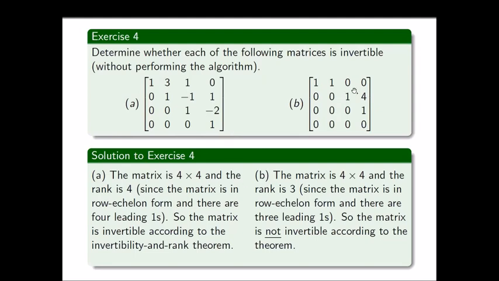On the other hand, the second matrix, this is also a 4 by 4 matrix, and it's in row echelon form, but the rank of this matrix is only 3 because the last row does not have any leading ones. And therefore, this matrix is not invertible because the rank is less than the number of rows and the number of columns in this square matrix.